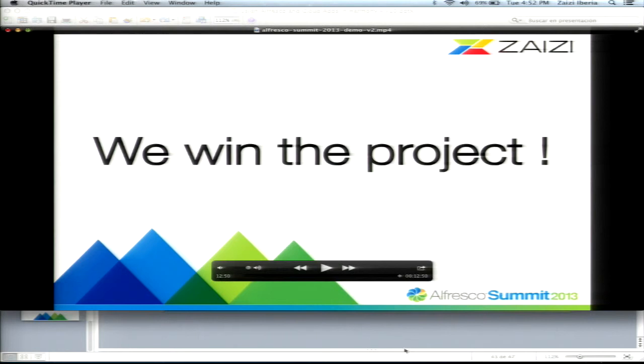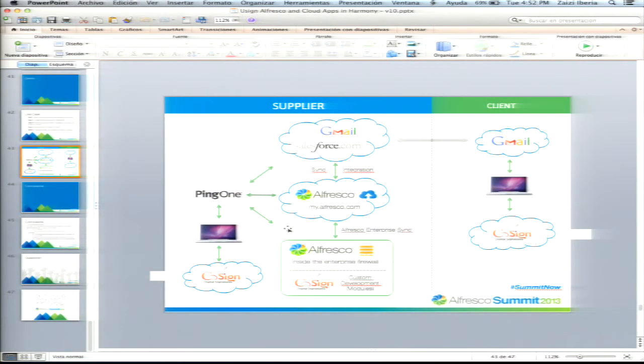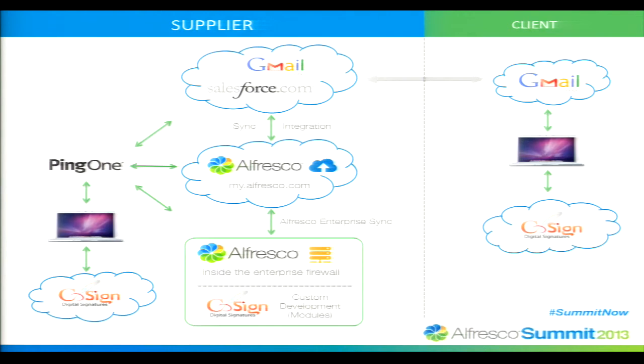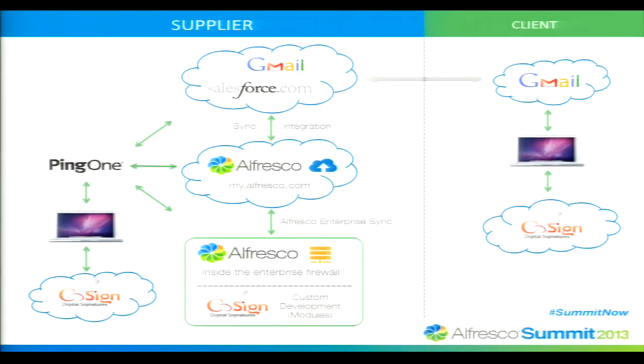So there are many steps in the use case. I don't know if you have caught everything. So basically what we have done is try to use this architecture, combining cloud services and on-premise services.